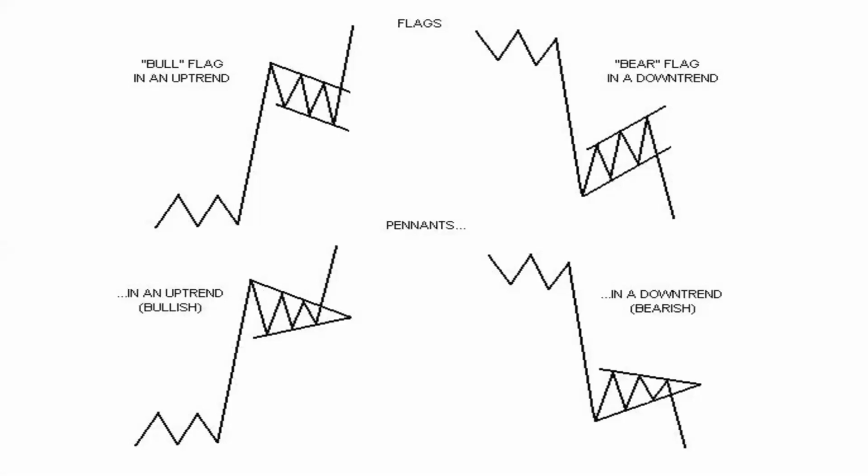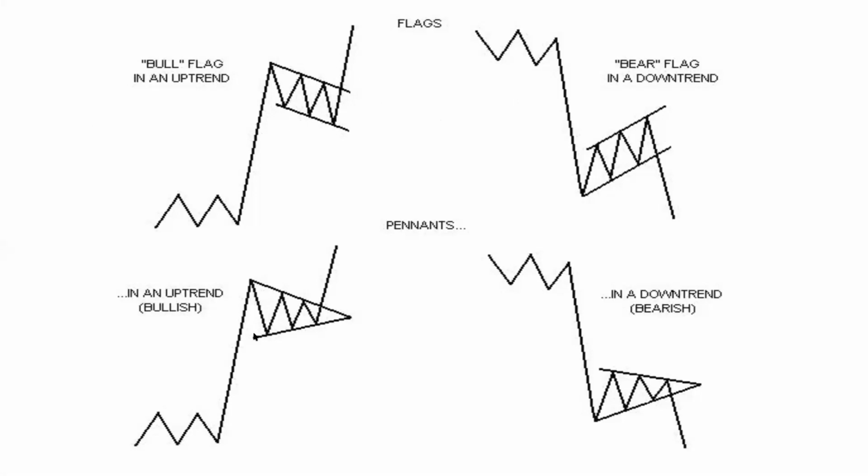All right, so with flags, it's all about what happens in the consolidation period. The pennant forms a triangle and the flag is a rectangle. So where the consolidation happens is what matters. When we see flags, we see the consolidation happening in channels, and with pennants, the consolidation happens in triangles, basically.